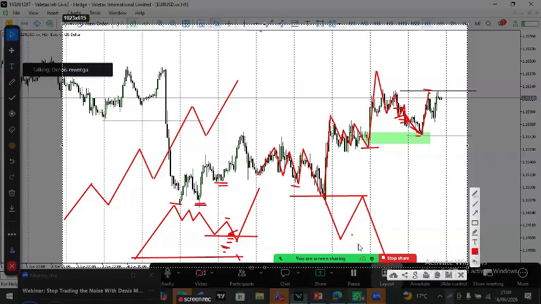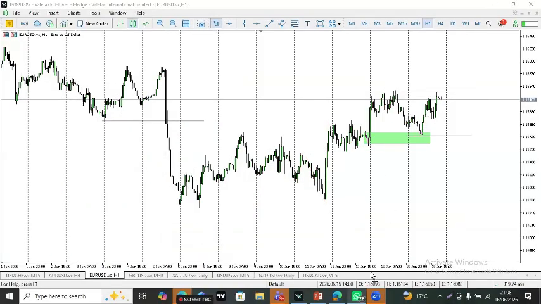Okay, let's go back to the slides and see what the slides are saying. But as I told you guys, I don't like spending a lot of time on the slides. I enjoy spending time on the charts, but let's just look at the notes for the sake of it.